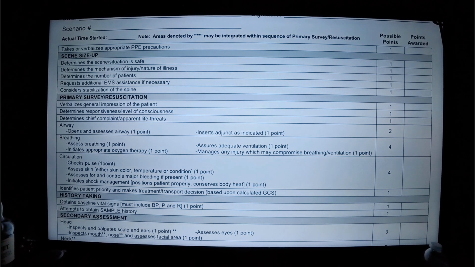So then we go into additional assistance or additional resources. In other words, this is where you're going to request PD, FD, helicopter, another unit, whatever. And like I said, scene size-up is usually going to the call or on the call, when you arrive on scene. And then obviously the last part, C-spine, or you want to consider C-spine.